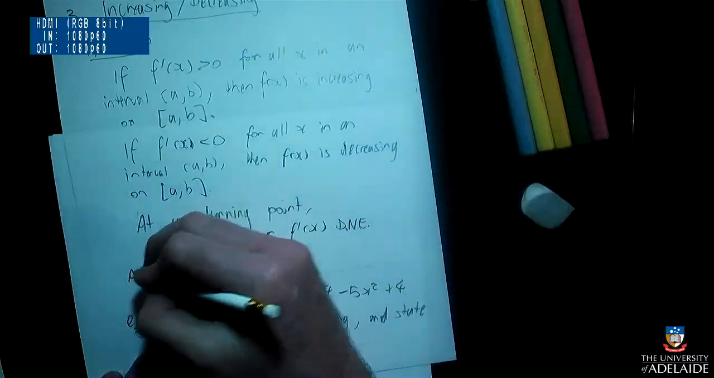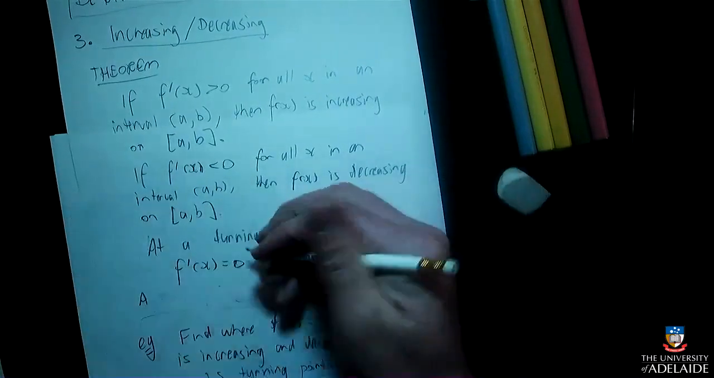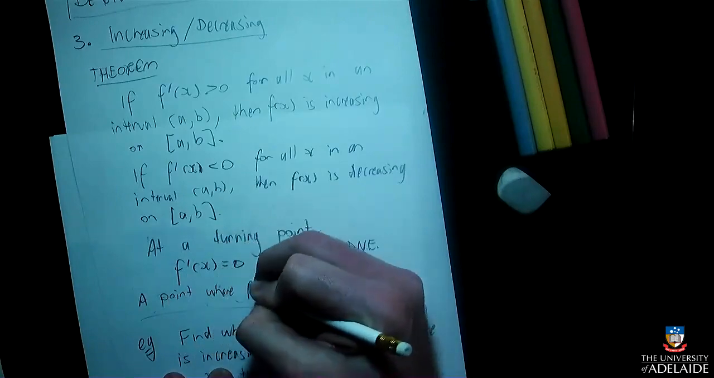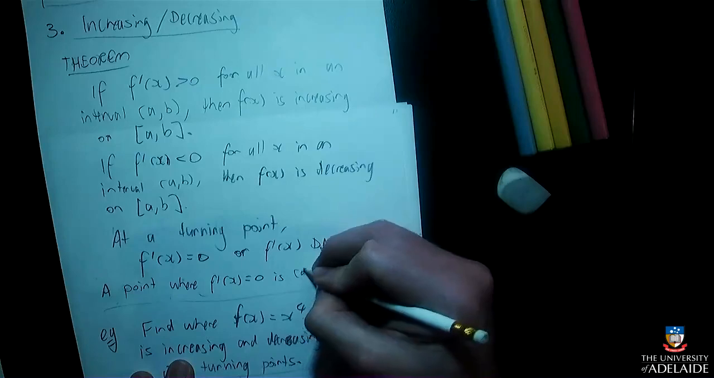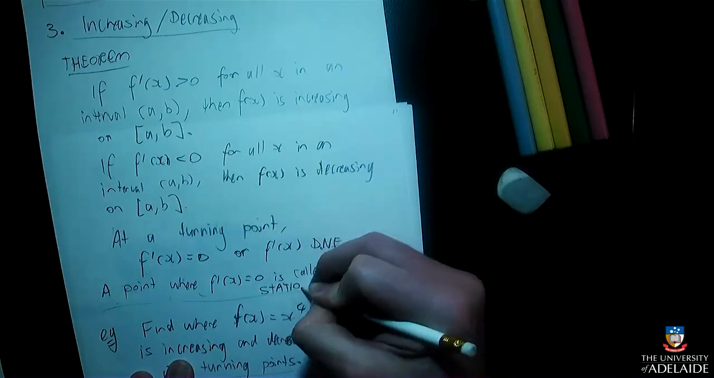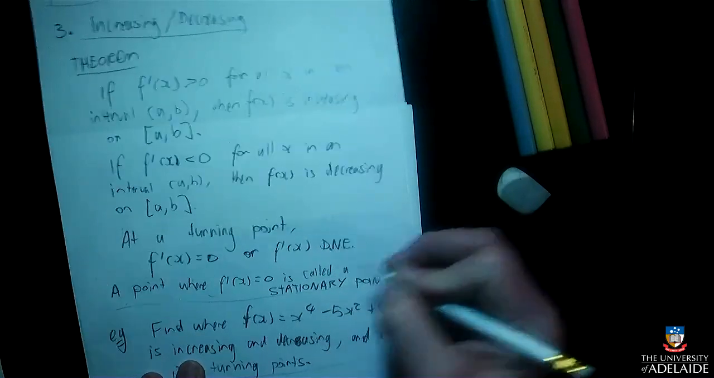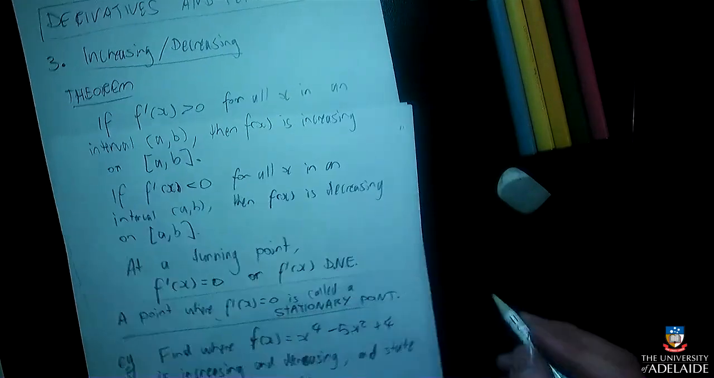So a point where f dash x equals 0 is called a stationary point. That's an important thing to know.